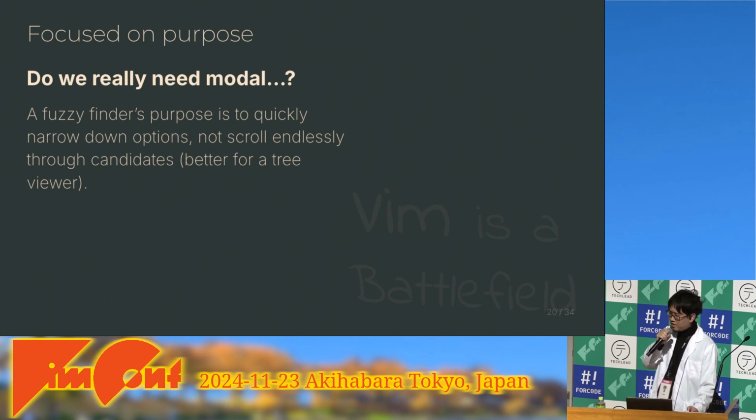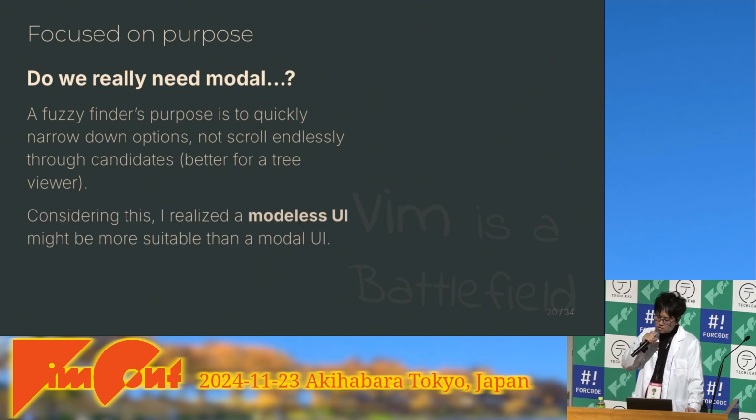But what about fuzzy finders? The primary goal of a fuzzy finder is to quickly narrow down the item you are looking for. It's not about scrolling through many choices with J and K to get a broad perspective. As I mentioned earlier, if what you need is an overview, a tree viewer is usually a better fit. From this, I conclude that text input is central to a fuzzy finder, not just one of many functions. That's why Fall is designed as a modeless UI, offering only insert mode.